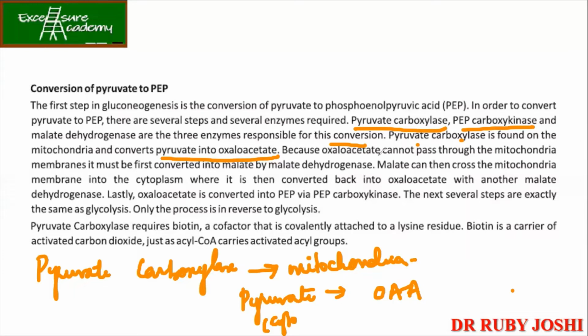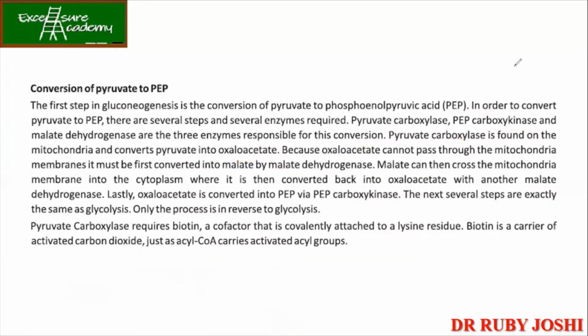Now, because oxaloacetate cannot pass through the mitochondrial membrane, it needs to be first converted into malate by the malate dehydrogenase. Then malate will cross the mitochondrial membrane into the cytoplasm, where it is again converted back to oxaloacetate by another malate dehydrogenase. Now oxaloacetate will be converted to phosphoenol pyruvate with the help of PEP carboxykinase. And then we have the reverse of glycolysis. Guys, you have to remember this very well.